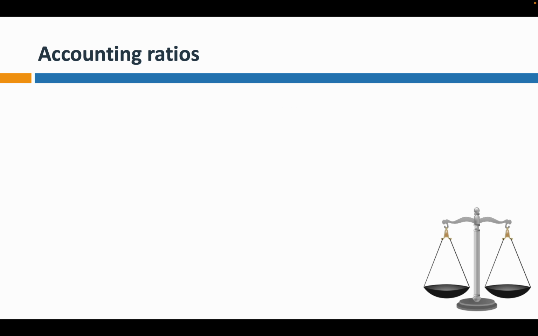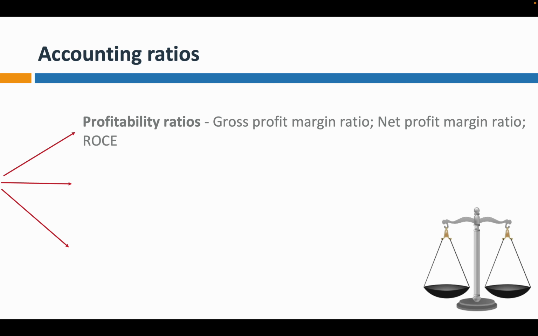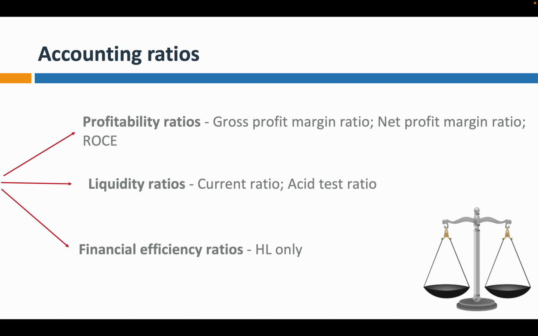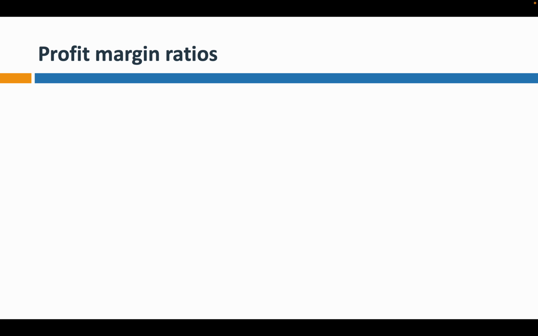In general, we split accounting ratios into three types. Profitability ratios, that's the type of ratios that we're going to cover in this video. Then liquidity ratios, and finally the financial efficiency ratios, which is a higher level topic. When it comes to the profitability ratios, in general, they measure the relative profitability, or the relative ability of a business to make profit.